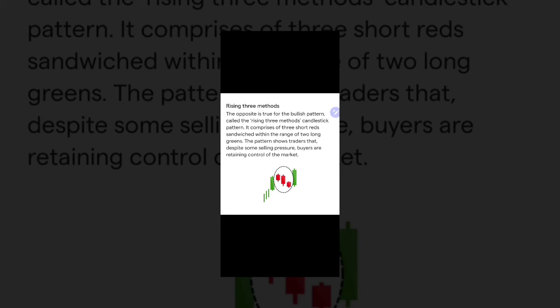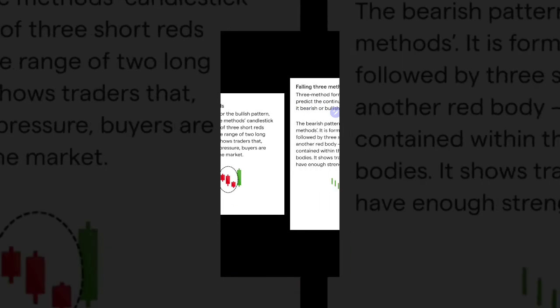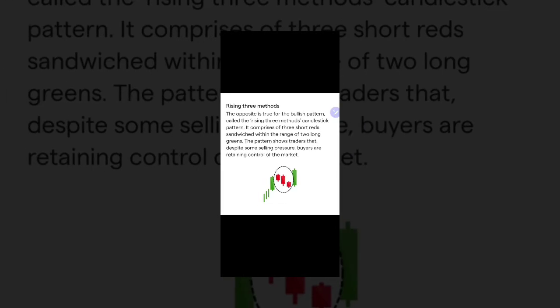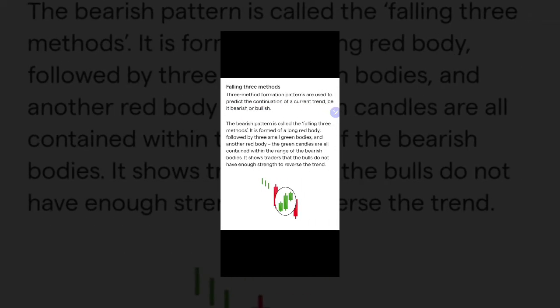Your rising three methods, basically the opposite of the falling three methods. So, okay, simple as that. It just keeps on gaining and gaining. It's like, I want to go down. It's like, nope, we're going to go up, brother. That's basically what that is. And that right there is the end of some of these charts.